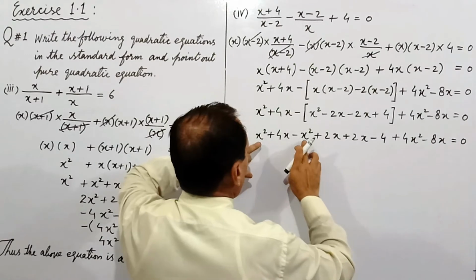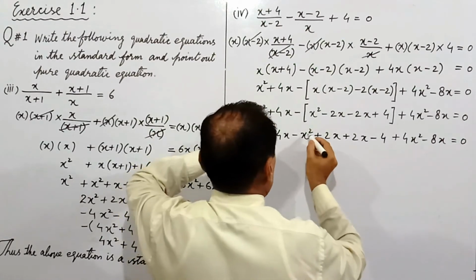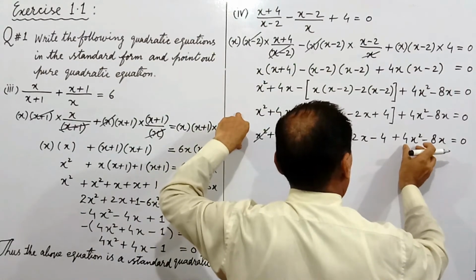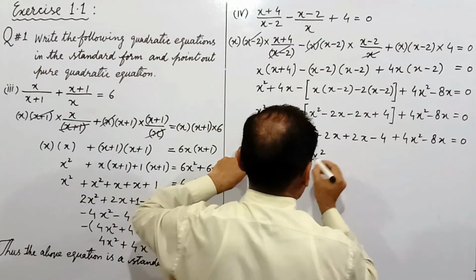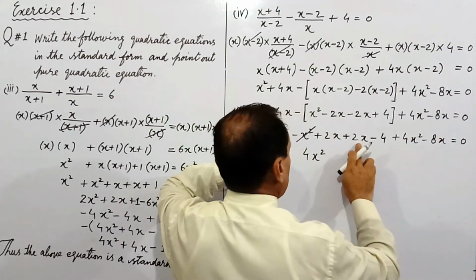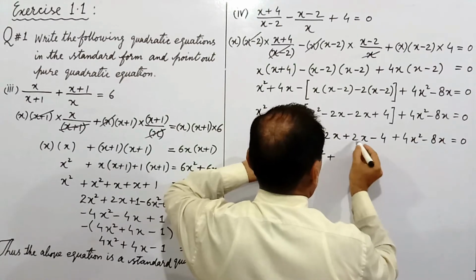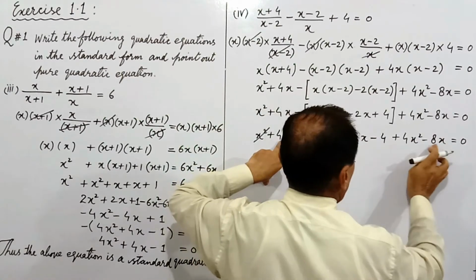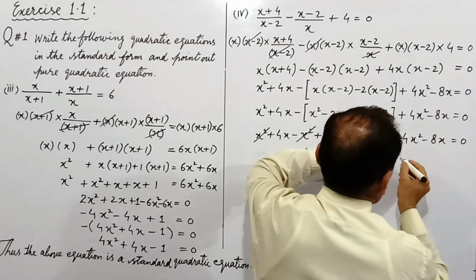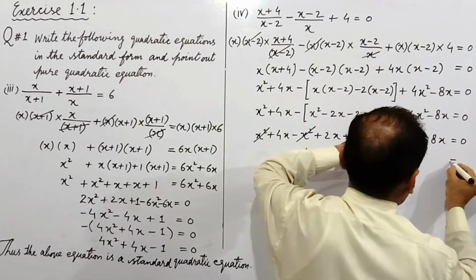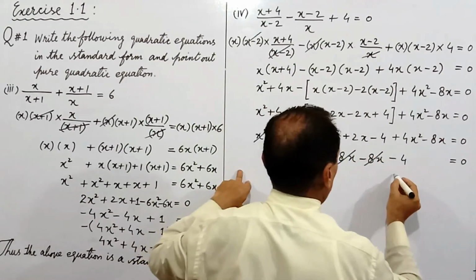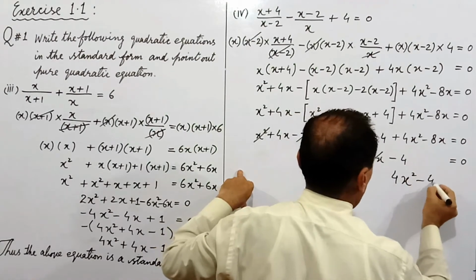Before moving to the next step, we observe that like terms having same signs, they are cancelled. 4x square, according to the descending order, we write 4x square as a first term, 4x plus 2x plus 2x, signs are same, like terms, we do addition, 4 plus 2, 6 plus 2, 8, 8x minus 8x, and the rest of the value is minus 4, we write over here. Like terms having different signs, they are cancelled and the value left is 4x square minus 4.